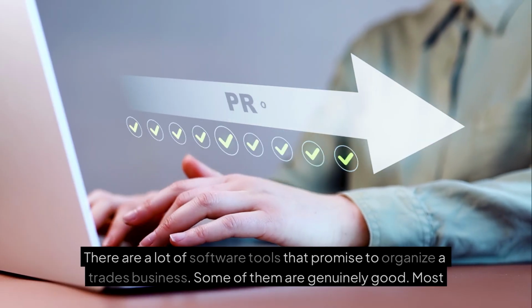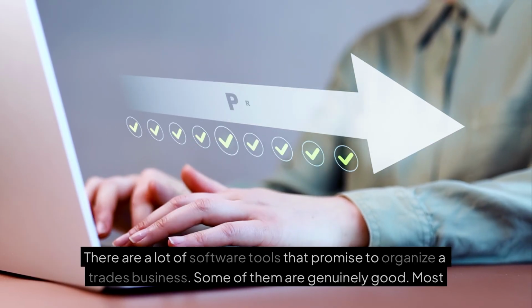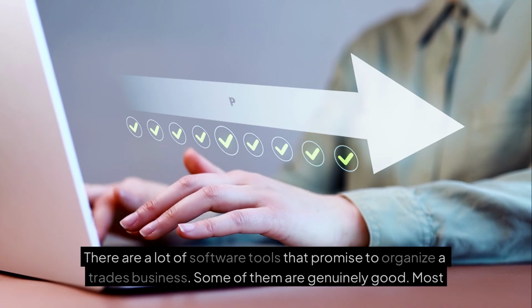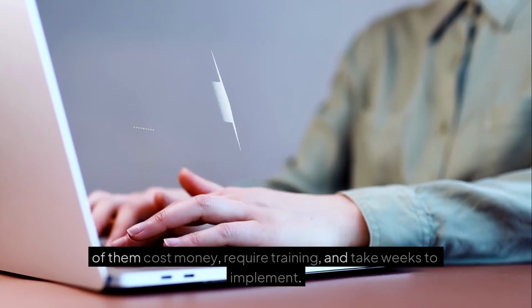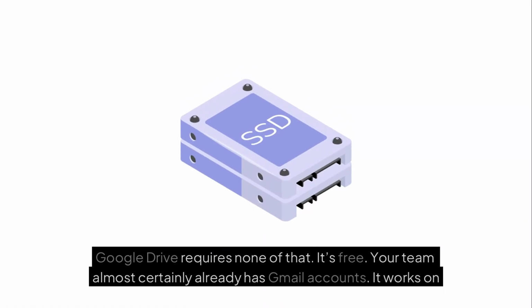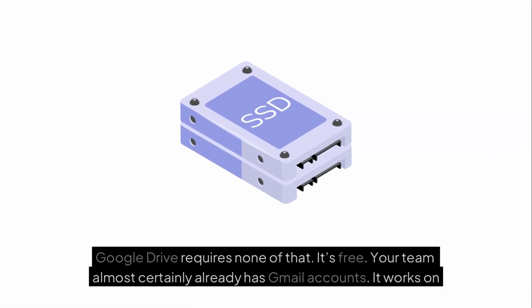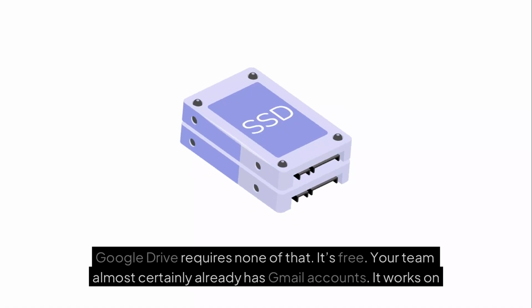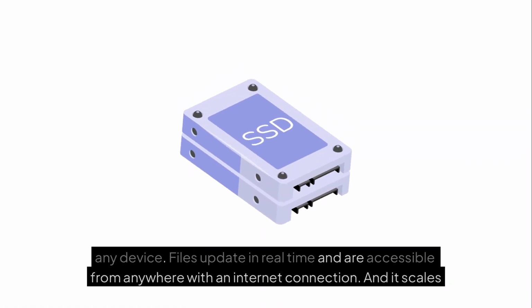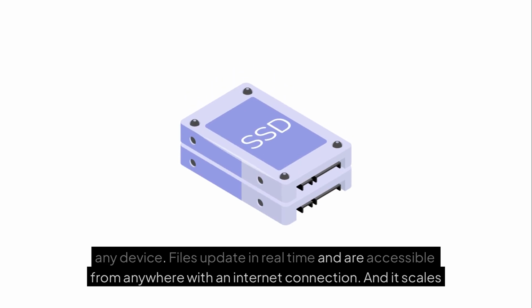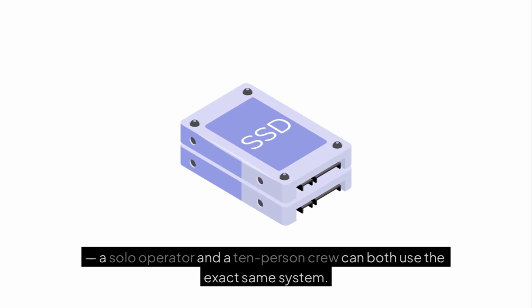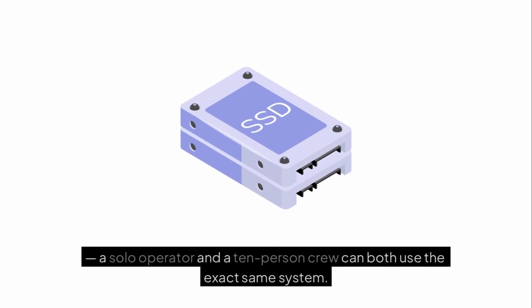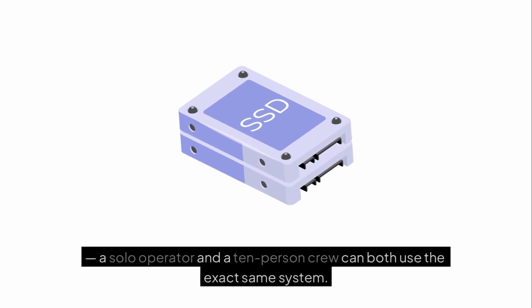There are a lot of software tools that promise to organize a trade's business. Some of them are genuinely good. Most of them cost money, require training, and take weeks to implement. Google Drive requires none of that. It's free. Your team almost certainly already has Gmail accounts. It works on any device. Files update in real time and are accessible from anywhere with an internet connection. And it scales. A solo operator and a 10-person crew can both use the exact same system.